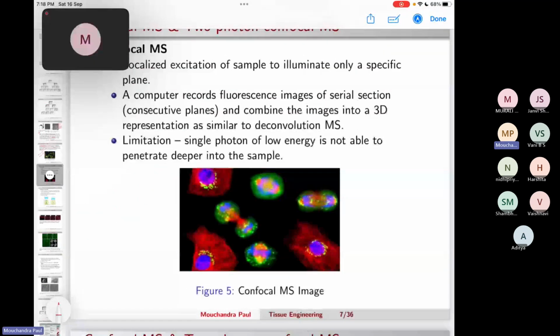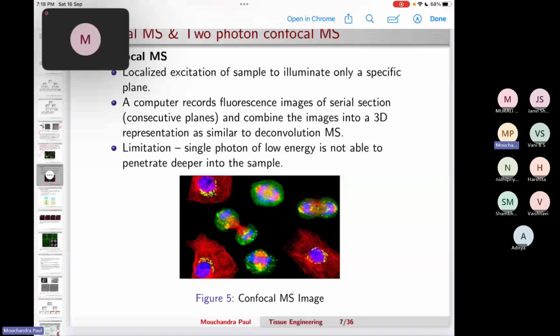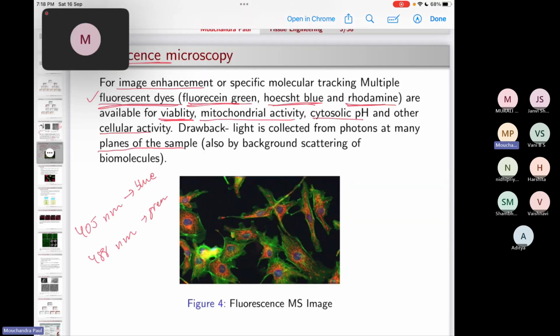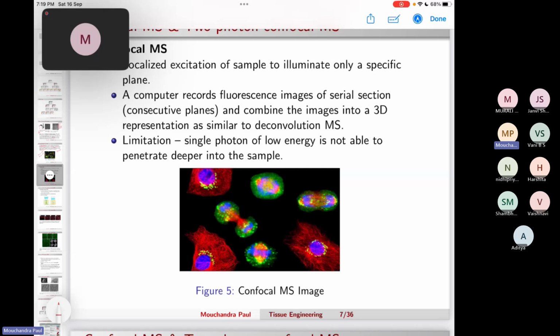So what could be the solution to this? How to increase the resolution of the image? This fluorescence microscopy works well on 3D samples as well, like tissue samples. But all the signal that is coming from the different planes of a 3D sample gets merged, because of which the resolution is not that good. So for 3D samples, the best technique is to use confocal microscopy.